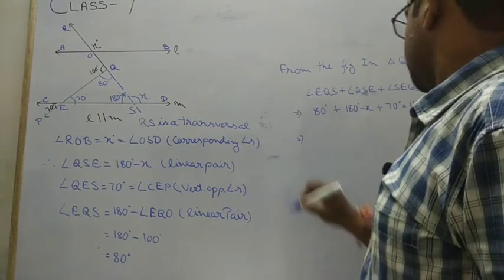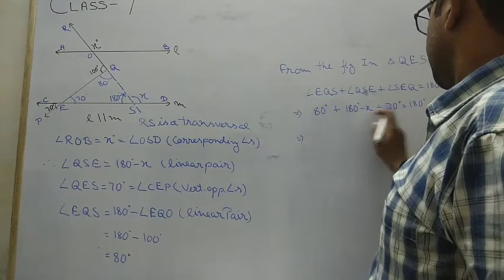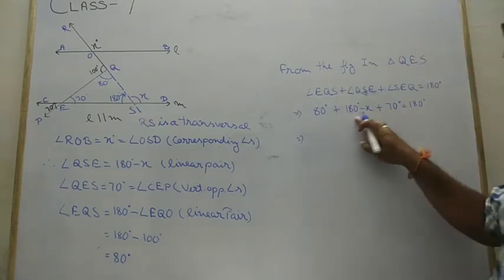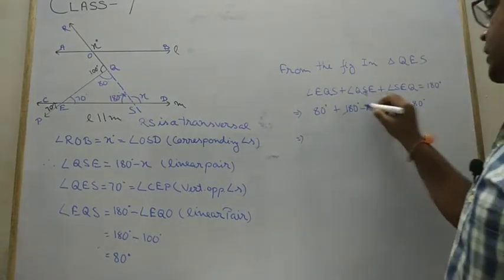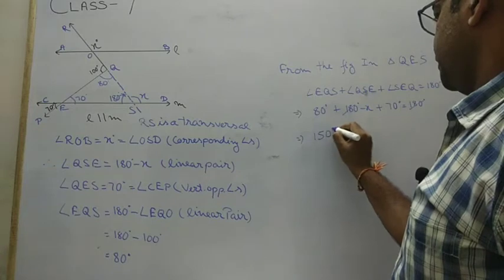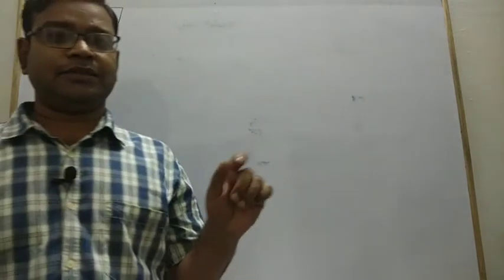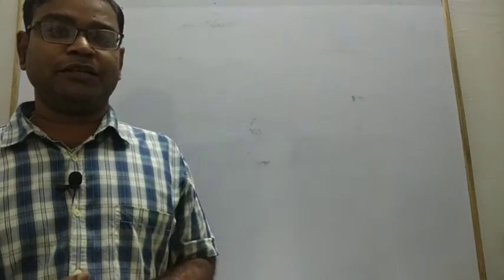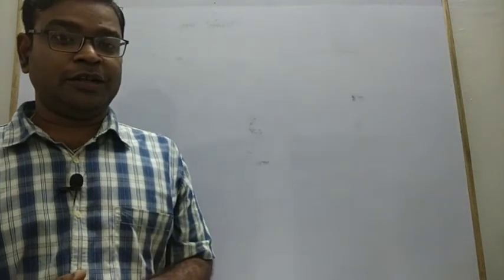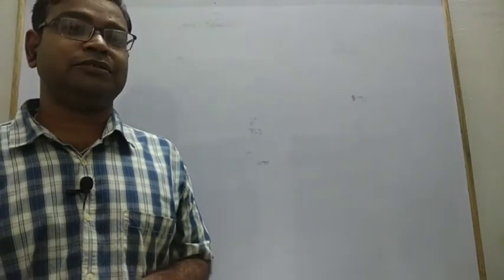So when we discuss this, 180, 70, 80, all we can add. See, plus 180 on this side and plus 180 on this side cancel each other. So what we have is 80 plus 70, which is 150 degrees, minus x equals 0. That is the last part. Now tell me what is the value of x. This is your today's task.